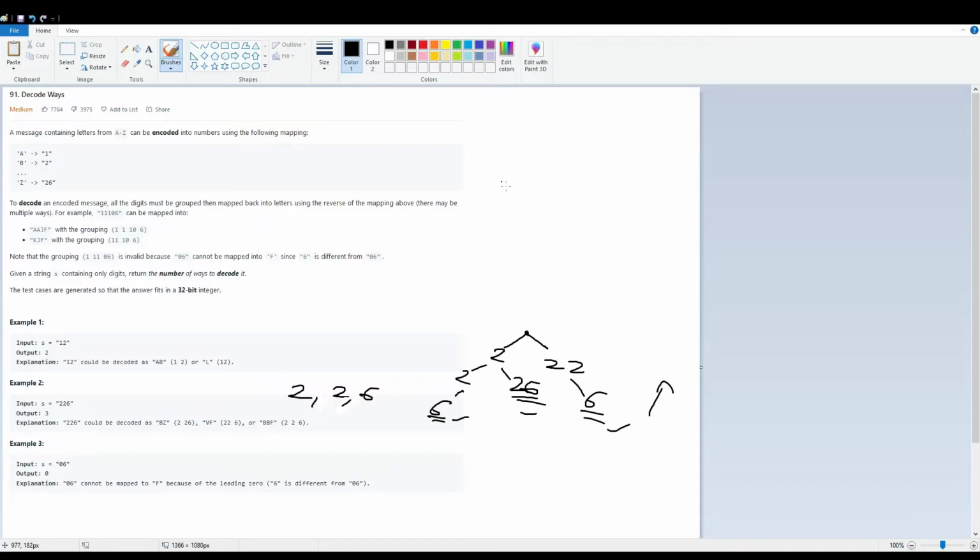So let's say we have 226. With the bottom-up approach, what we want to do is, let's say we're at this index i here. If we're just at this index i, how many ways can we decode the message at index i? Obviously, there's only one way. We just have a 6 here, so there's one way. And I'll write that in red.